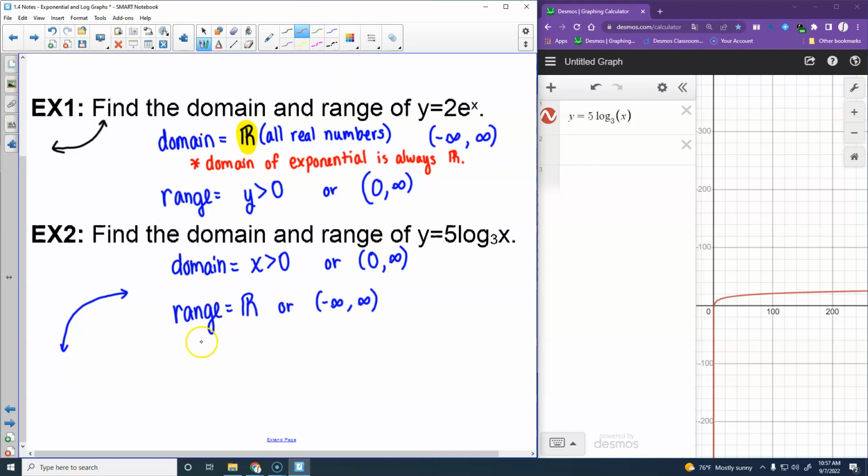And let's make ourselves a note for this one. Range of log functions. Let's see, let's try to be somewhat grammatically correct here: the range of a log function is always all real numbers.